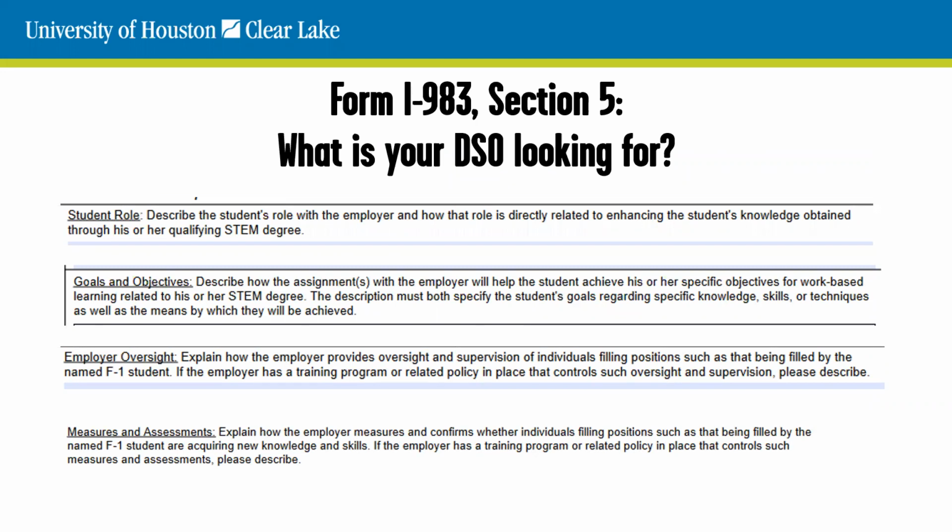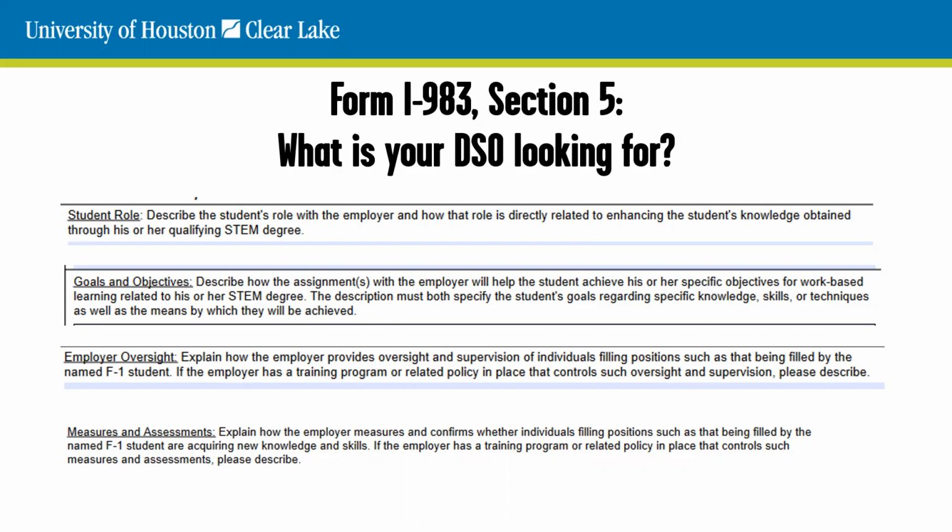This section should be individualized just for you and should include sufficient detail in each section. Your DSO is looking for detailed training information and how it is directly related to your major program of study. For example, if you have a degree in biology, your job or training should be related to that field and should be clearly explained on the Form I-983. Just because you took 2 classes in another area, say maybe marketing, does not mean that you can work in marketing.